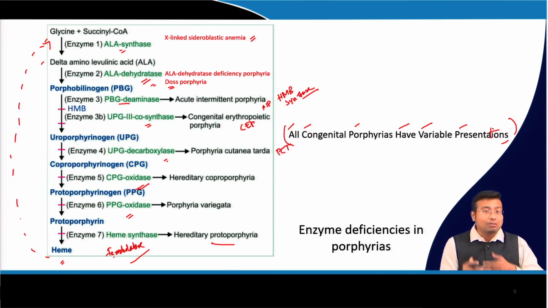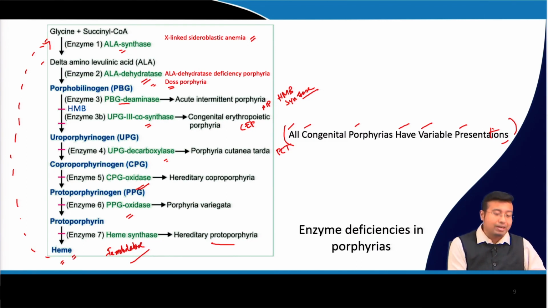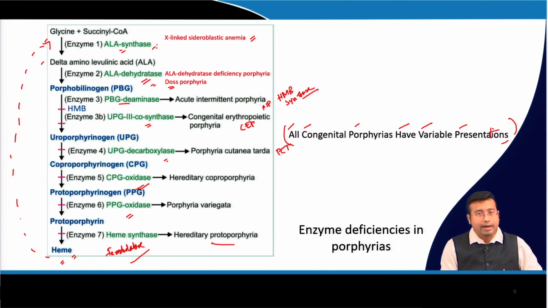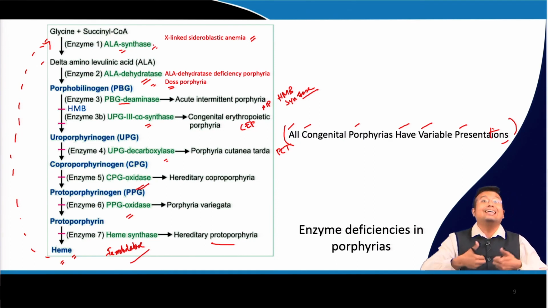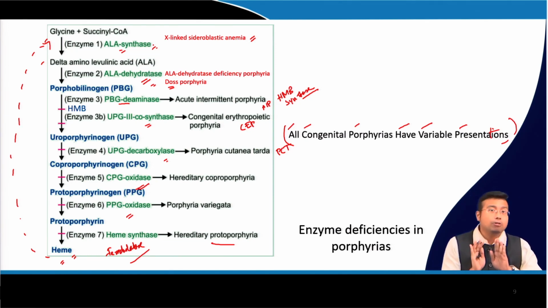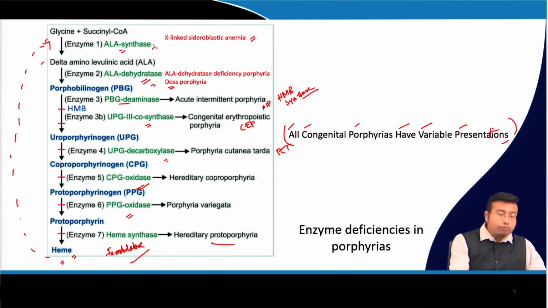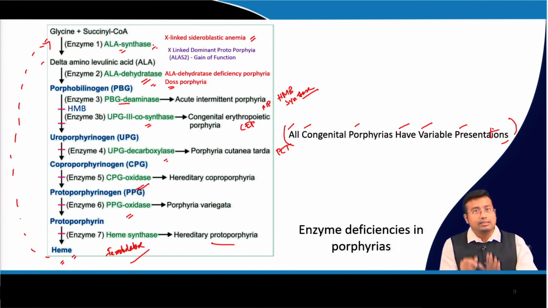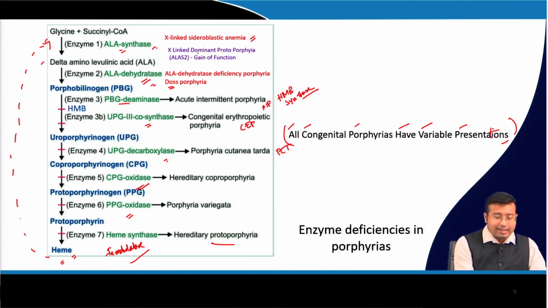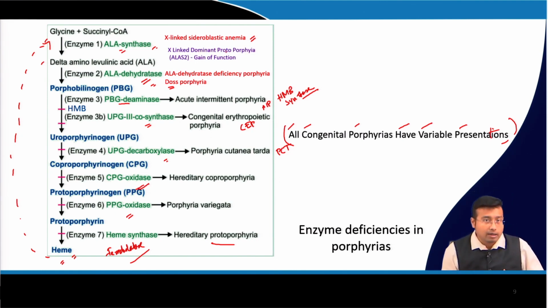But if due to some reason the inhibition of heme on the rate limiting enzyme is lost, or if the activity of this enzyme is increased, then there will be a problem. All of these products will be produced more and more, and that is exactly the problem in a specific disease known as X-linked dominant protoporphyria.